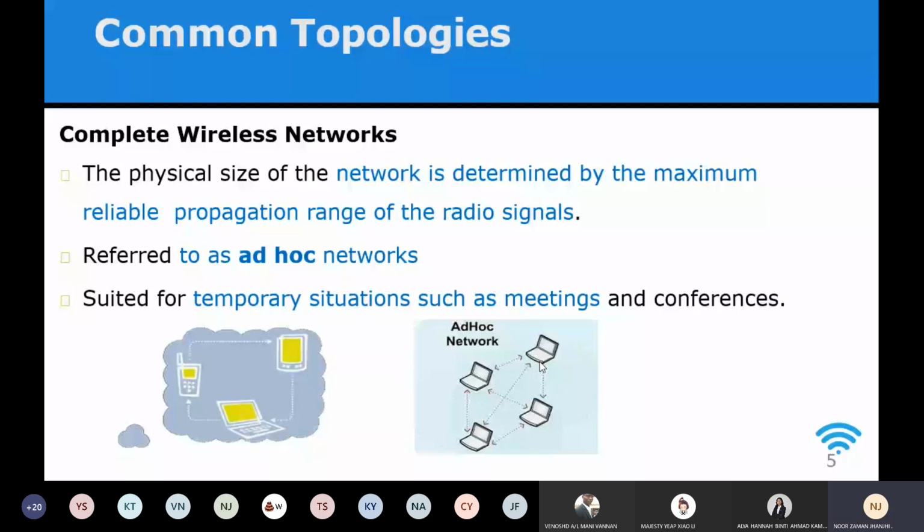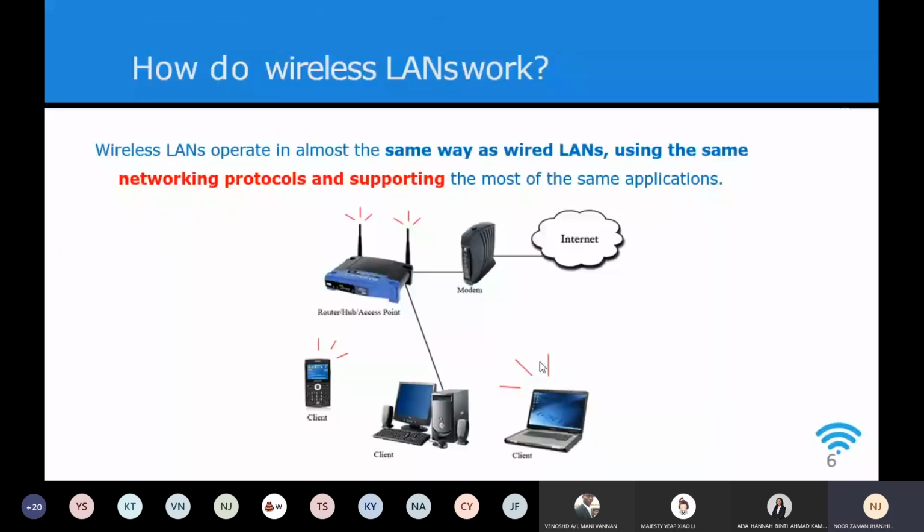How are wireless networks going to be connected? What are the components in this? Most of the things are very simple. You can see that this is the internet cloud. And from the internet cloud, we need an ISP, like Times.